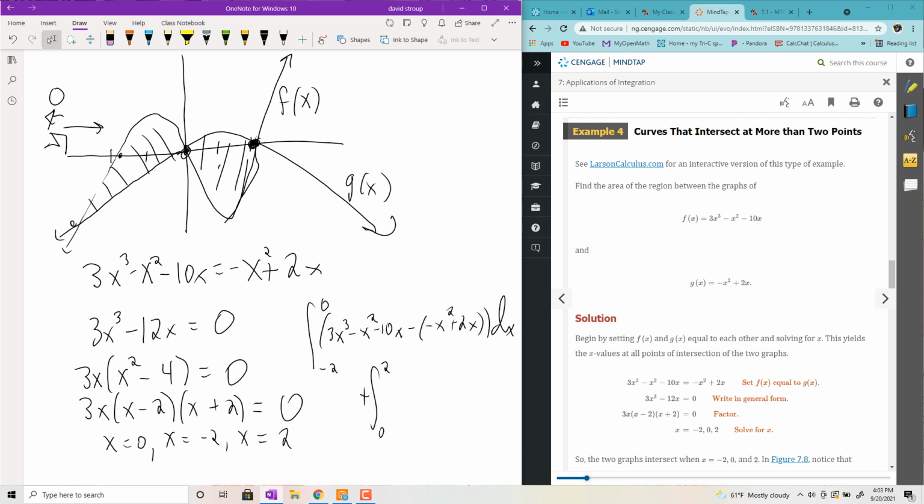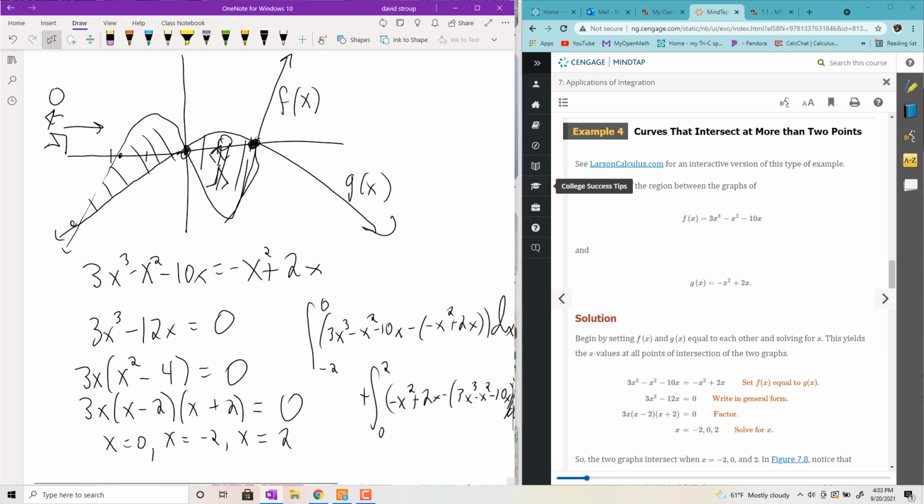if you think about the Riemann man running through here, sort of trying to draw the Riemann man, as he runs through there, the top curve now is the g of x, so negative x squared plus 2x, and then minus the 3x cubed minus x squared minus 10x. Okay, so you have to have two different integrals because of that fact. You can't just use one.